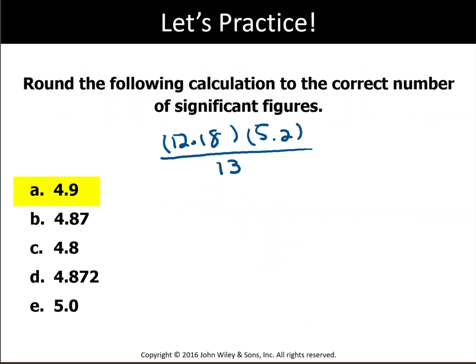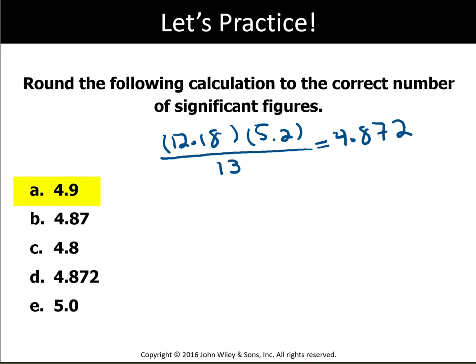So here we want to round the following calculations to the correct number of significant figures. So this calculation involves multiplication and division. So you're multiplying 12.18 by 5.2 and you're dividing that by 13. So let's do the calculation. So the answer we get from the calculator is 4.872.